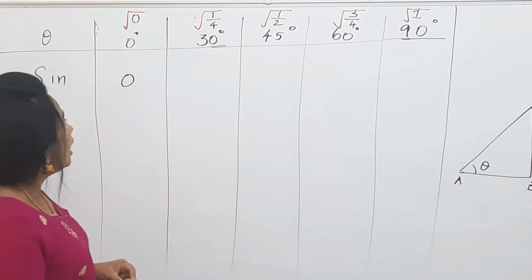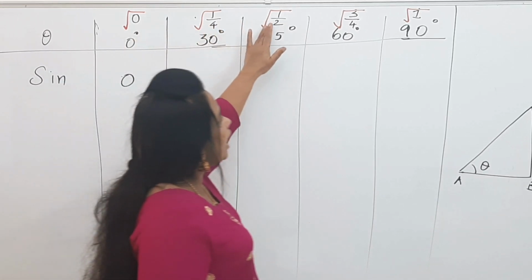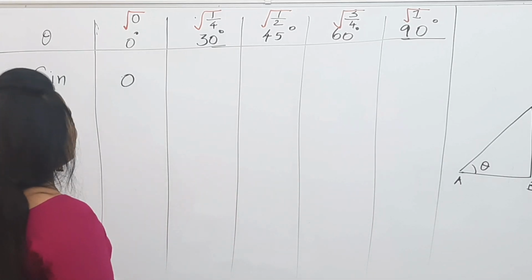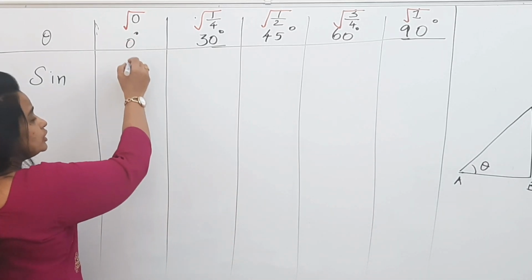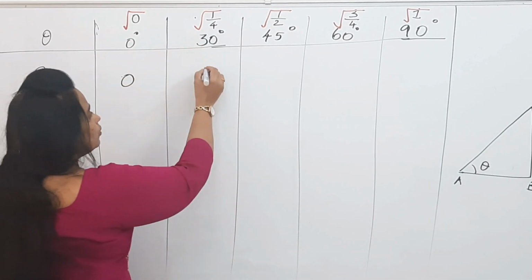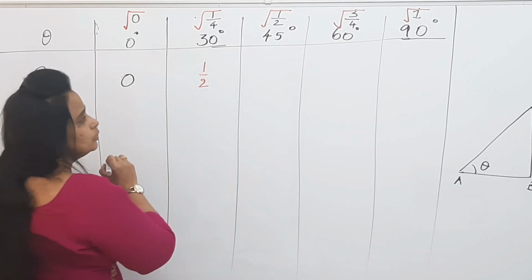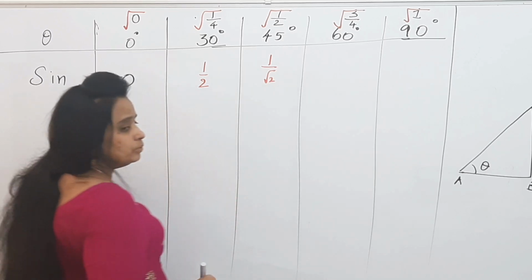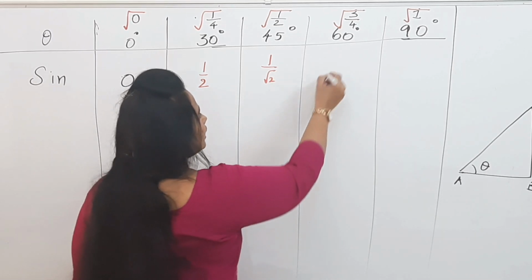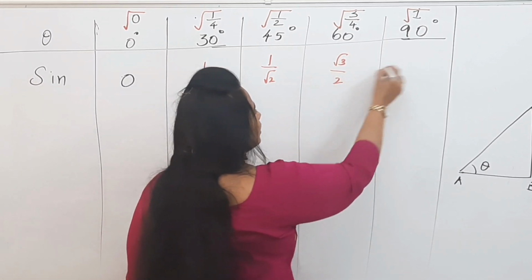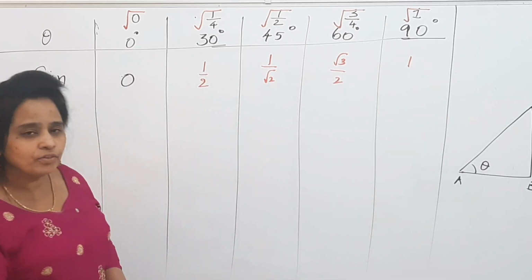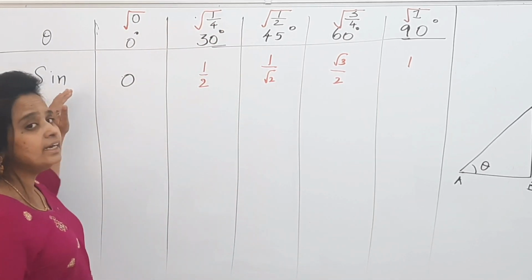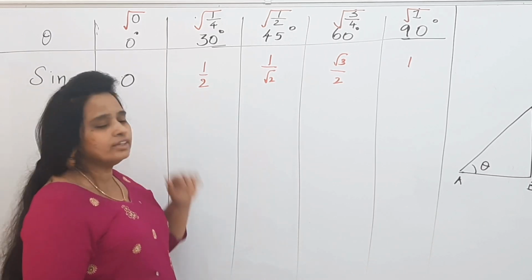So the pizzas are 0, quarter, half, 3/4 and 1. Now I am going to write: square root of 0 is 0. Square root of 1 by 4 is 1 by 2. Square root of 1 by 2 is 1 by root 2. Square root of 3 by 4 is root 3 by 2, and this one is 1. Now you can forget about the pizzas. You got your first, that is sine.